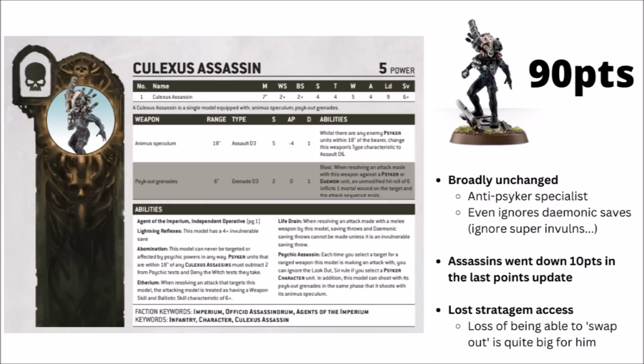Otherwise he has his -2 to cast aura, has the Animus Speculum that can snipe psykers a bit, and he's surprisingly hard to kill with that Ethereum, giving you a ballistic skill and weapon skill of 6+ when you target him. I feel like he's excellent if you know that you're fighting psykers, but the loss of the ability to swap out an assassin for 2 command points is quite a big deal. It means that you can't just flex into a Calexis assassin if you're playing Grey Knights or Thousand Suns or something, and that could well have been worth it for the 2 CP.